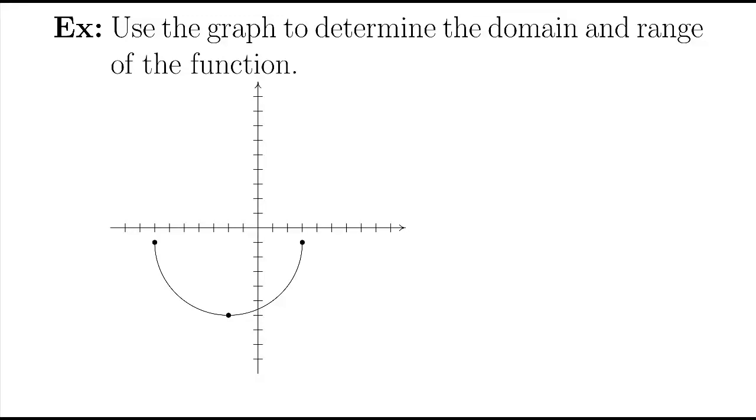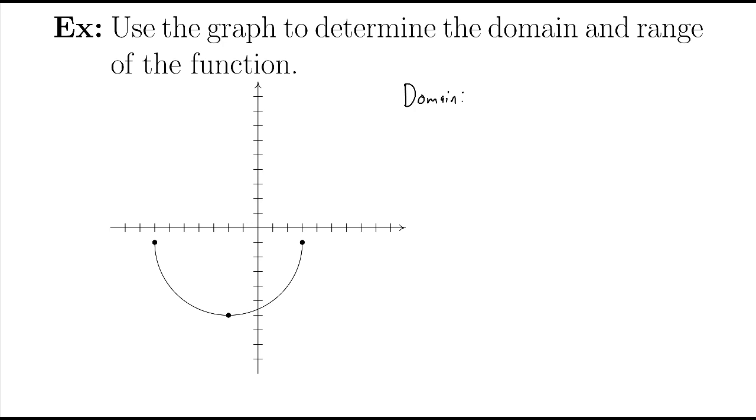Okay, let's find the domain and the range of the given function given this graph. So we have a graph that looks like the bottom half of a circle, a semicircle. To determine the domain, remember domain is represented by the x values. So I want a lowest point and a highest point for the x values.